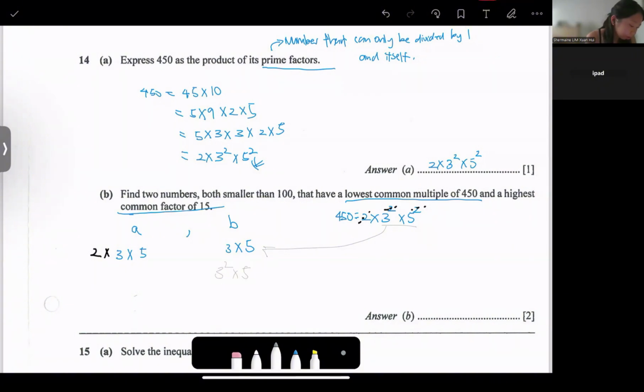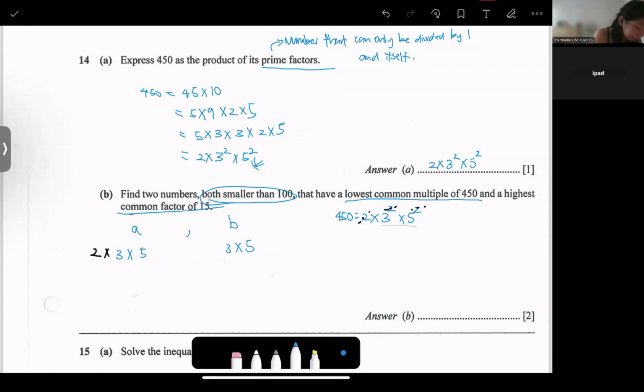What if we put it here, 3 squared times, then we'll have 225, which goes against this rule. Both numbers smaller than 100. So you can't do that. So what can you do?